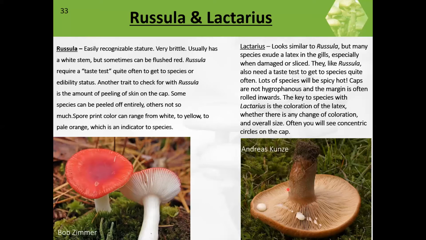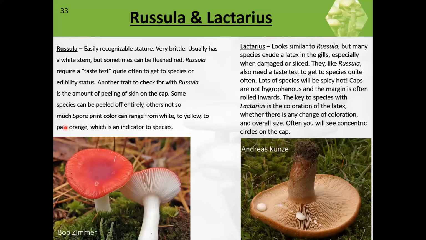With russulas, the spore color can range from white to yellow to pale orange, which is also a helpful indicator. And a lot of times you won't even get to species with russulas because they're that abundant, that common, and that boring. People don't really get that much into russulas because there's literally 1,000 of them.